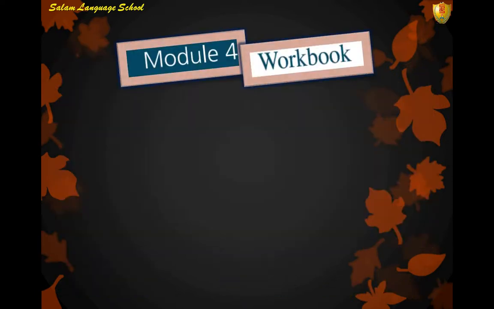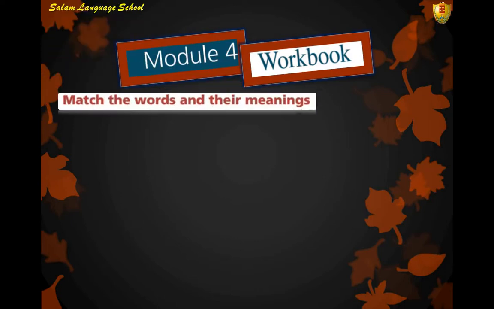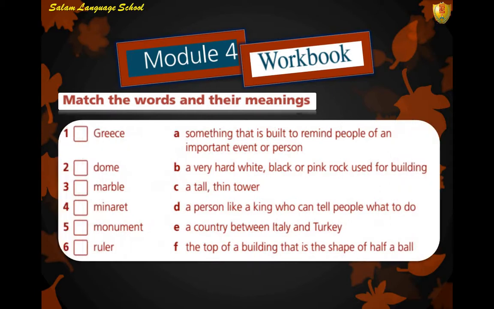Now let's check your workbook. The first exercise here is to match the words and their meanings. You have 6 words: Greece, dome, marble, minaret, monument, ruler. We want to match the words with their meanings. The first word, Greece: the answer is, of course, letter E, a country between Italy and Turkey. Number 2, dome: it will be letter F, the top of a building that is the shape of half a ball.